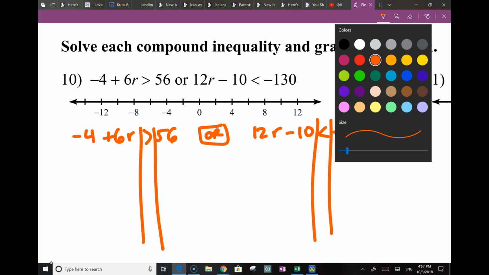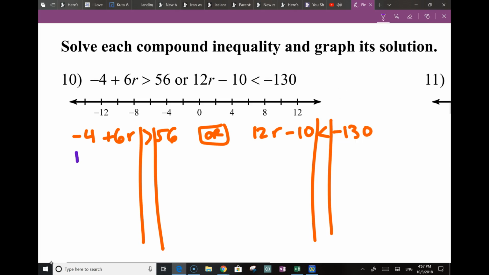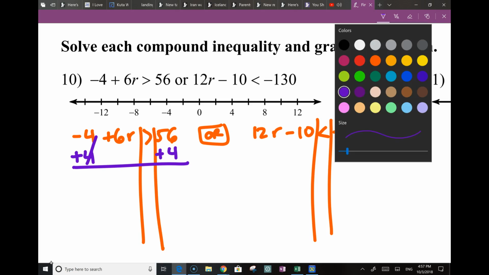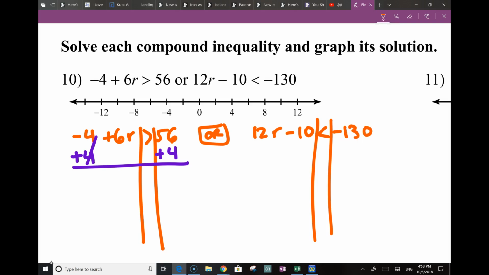So first thing you want to do is go ahead and do the addition property on both sides. All right, so these two cancel out, and what you get is 6r is greater than 60. And then, of course, you divide by 6 on both sides. And 6 divided by 6 is 1. You're going to get as an answer over here, r is greater than 10.